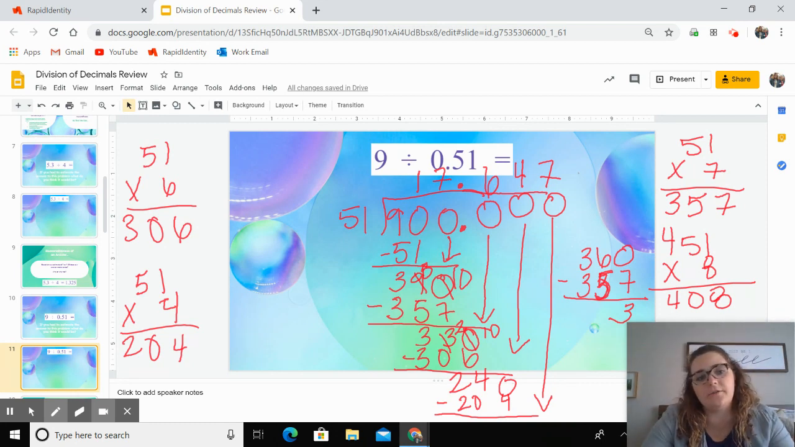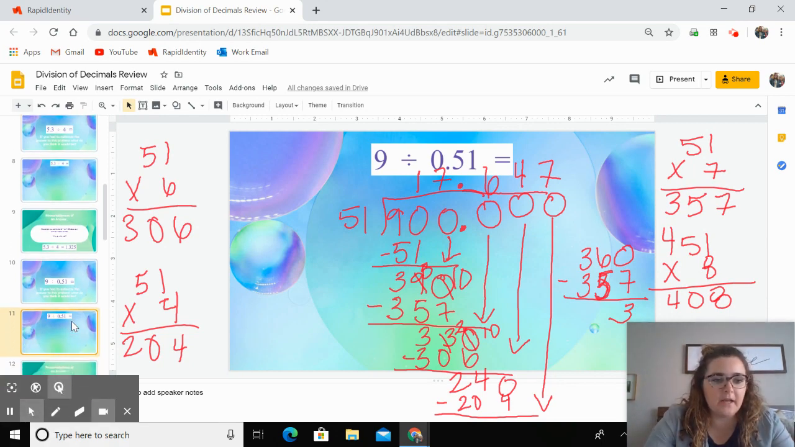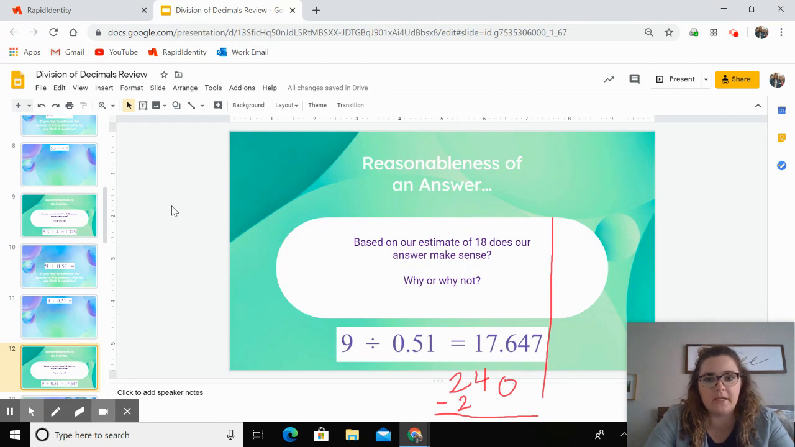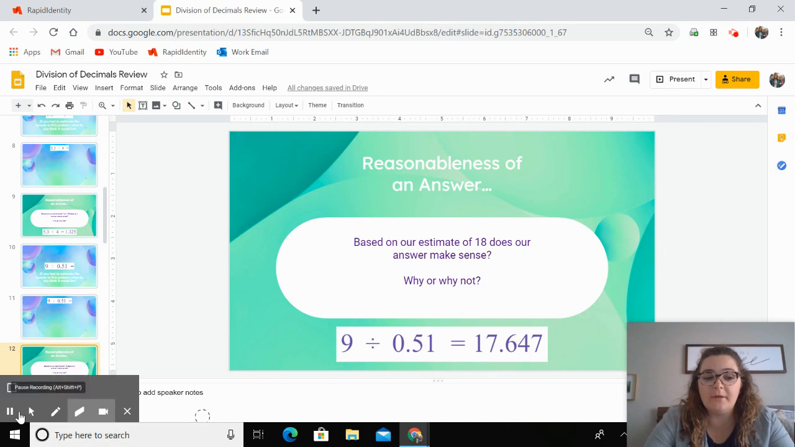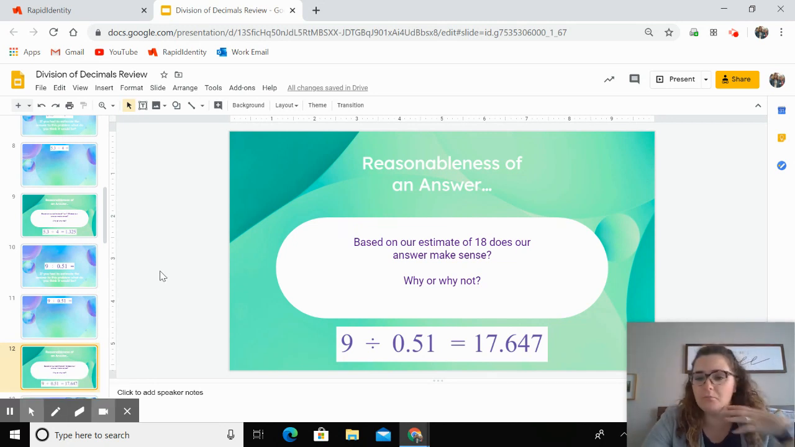I'm now going to take this answer, 17 and 647 thousandths, and see if it makes any sense with my estimated answer, which I think it does make quite a bit of sense, okay? So when I look at this, I estimated 18 because I know that 9 being divided by 51 hundredths is very close to just 9 being divided by 1/2. And when you divide a number by 1/2, it's just like you multiplying it by 2. And so it's just like me saying 9 times 2. I know that 9 times 2 is 18.